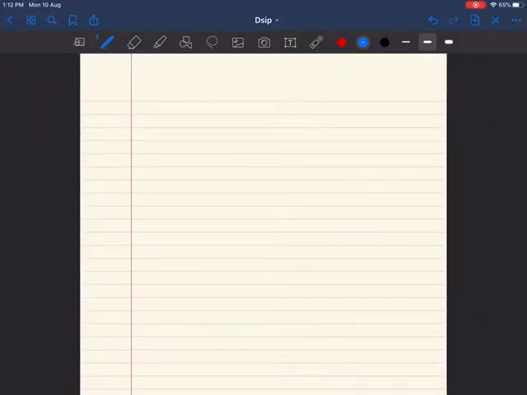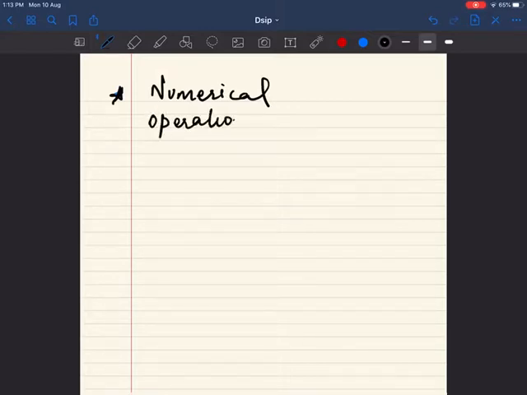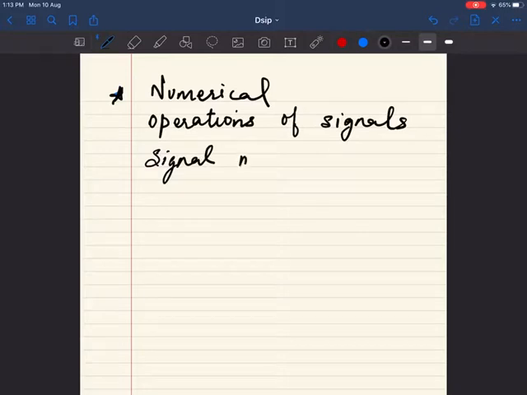Next we are going to see a numerical based on operations of signals. For this numerical, there are certain things that you have to know. What you have to know is operations of signals, and you also have to know the signal multiplication. These are the two concepts that you have to know.